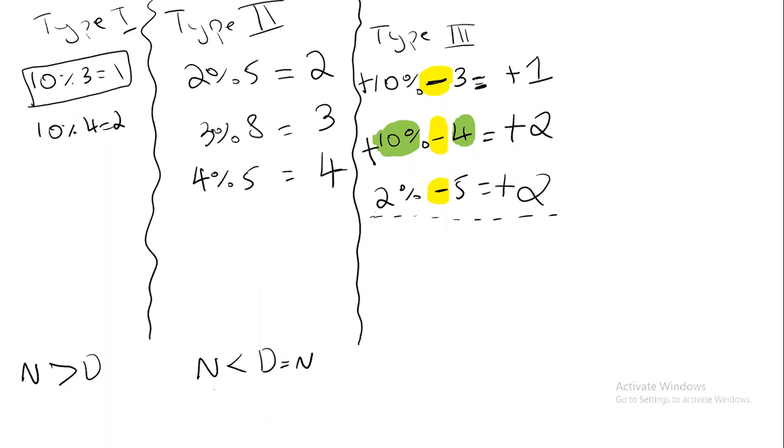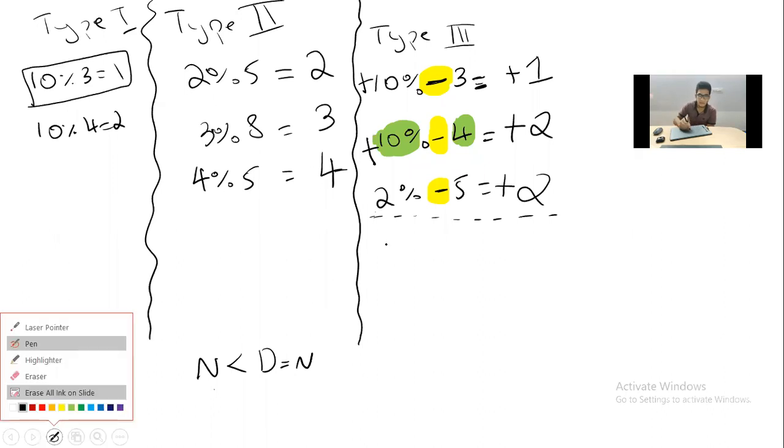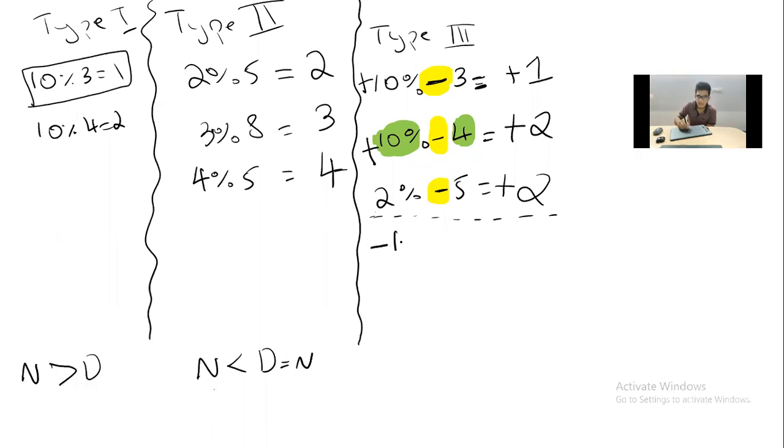It is done here. Now we will see what if the negative sign is there on the numerator. What is the answer of minus 10 mod 3? What is the answer of minus 10 mod 3?